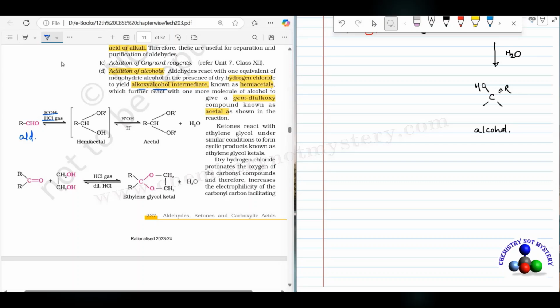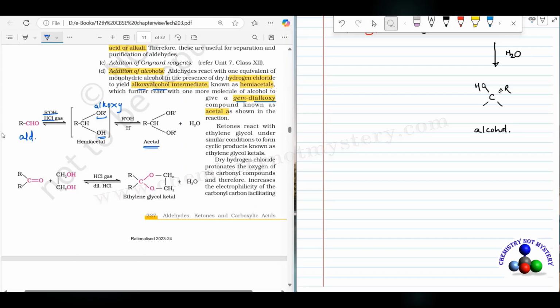Because of the presence of the alkoxy group, OR is the alkoxy group, and here the alcohol functional group is also there. So this intermediate is called hemiacetal, which on further reaction with another molecule of alcohol gives a gem dialkoxy compound. This is called acetal.